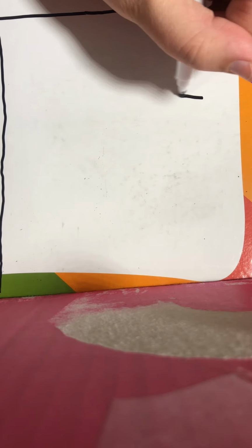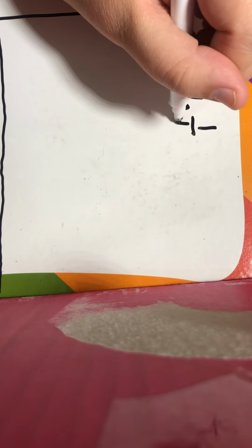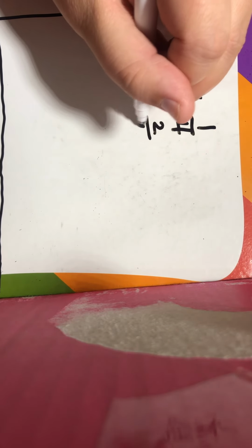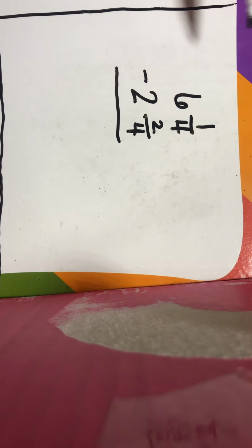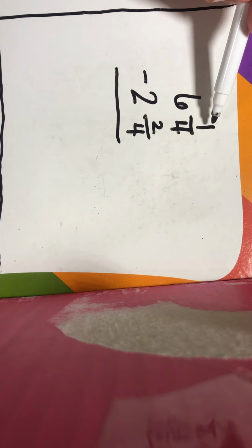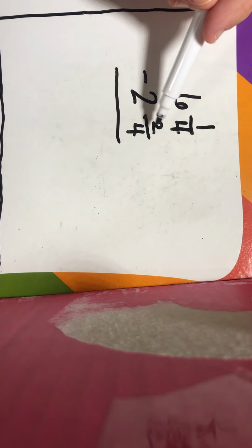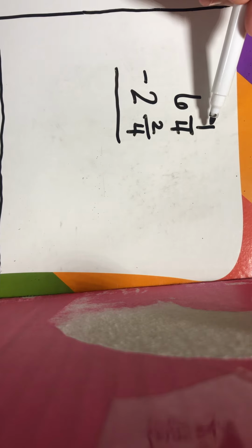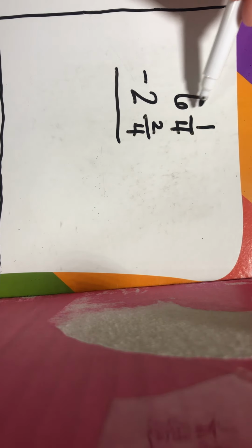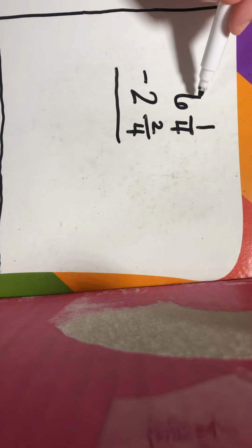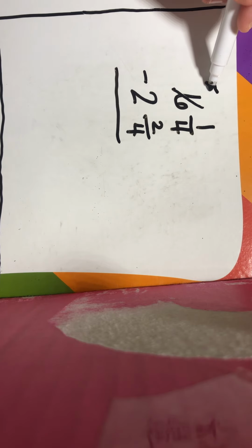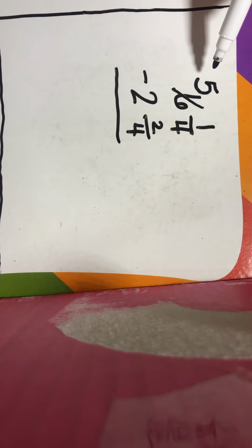Let's do 6 and 1/4 minus 2 and 2/4. Now the first problem that we're going to run into with this problem is that the 1 here in our top number is less than the 2 in our bottom number, and so we can't take 2 away from 1. And so what we're going to do is we're going to borrow a whole number from the number 6. And so we're going to take away the 6, and that's going to become a 5.